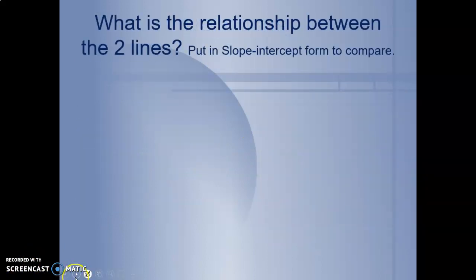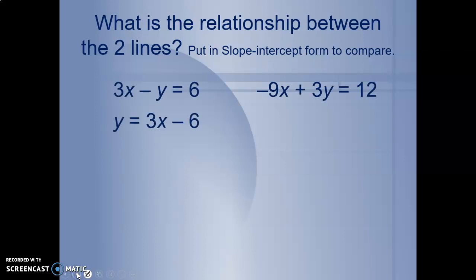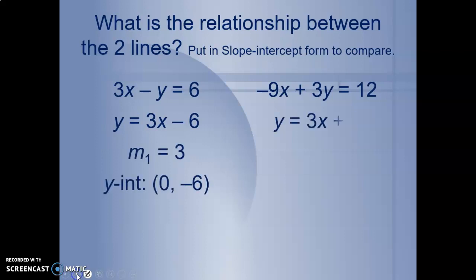So let's take a look at the relationship between these two lines. Without graphing, what we can do is put them in slope-intercept form. We can then look at the slopes to see if they're parallel. So we're going to do that to both sides. We're going to go ahead and solve for y. On the left, we get y equals 3x minus 6, and on the right, we get y equals 3x plus 4.